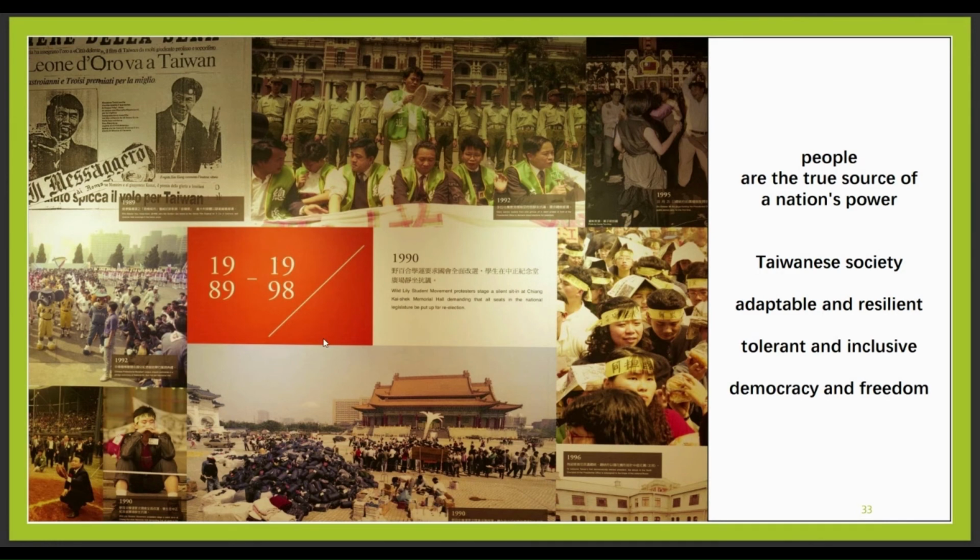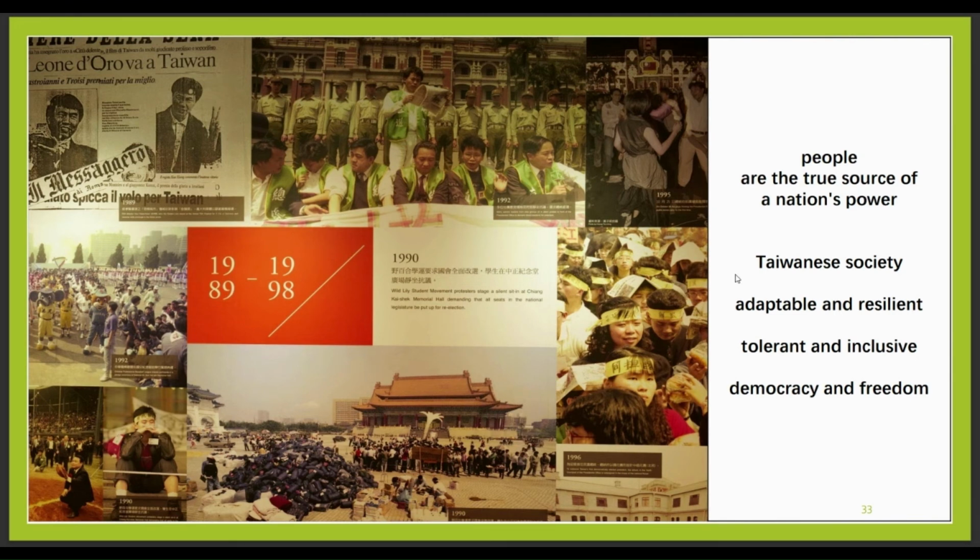One example, a very important event that happened in 1990, was called the Wild Lily Student Movement. So what happened here was the students gathered at what is today called the Liberty Place in demand for more democracy. For example, they were demanding that the president should be directly elected in a democratic way by the people. And at that time, President Li Denghui welcomed the students. He invited them to his office and heard their wishes, and indeed in 1996, the first democratic and direct elections took place for the president. So the people, in particular the young people, the students, have been a true source of a nation's power.